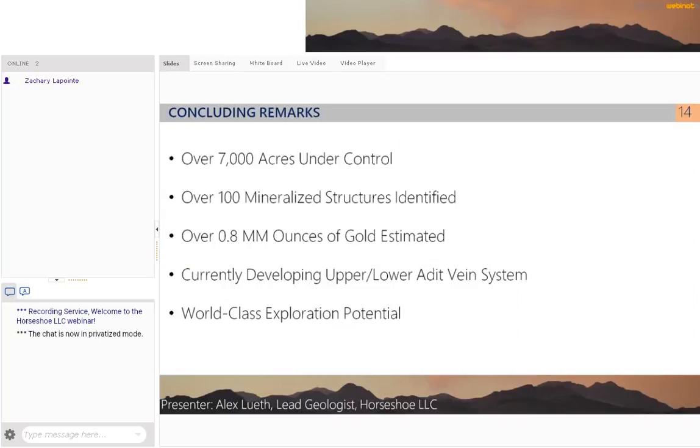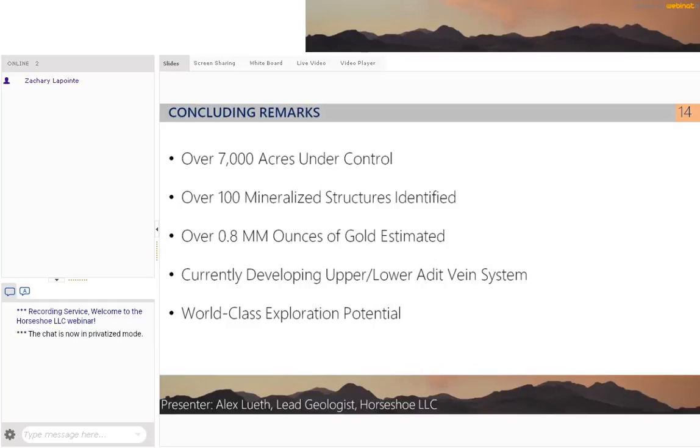In conclusion, we have over 7,000 acres controlled by Horseshoe. We have the mineral rights to all of those. We have well over 100 mineralized structures identified on every single one of those areas. As we stand right now, we have over 800,000 estimated ounces of gold in the ground coming from multiple targets.